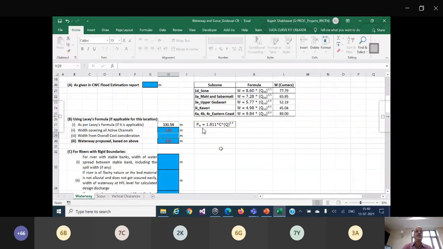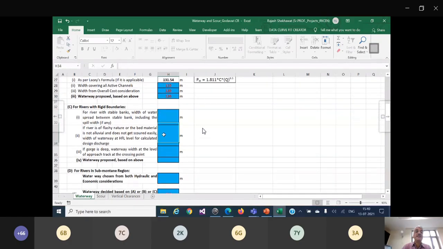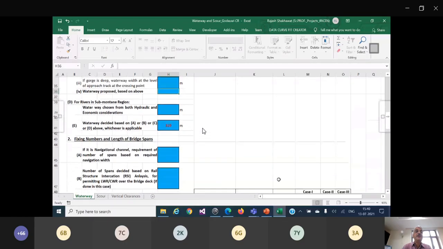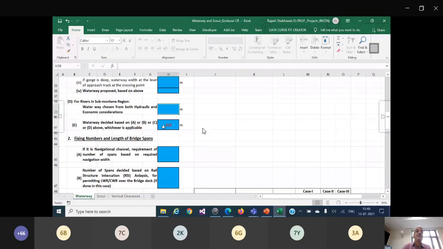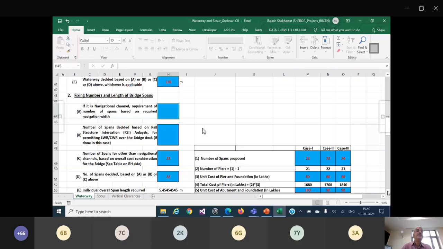Okay, and now just an example, let us say the width covering all active channels is coming 110 meter, and from overall consideration it is coming around 120. So to start with, we will adopt 120 meter as the width here based on these two considerations. Then for rivers with rigid boundary, those considerations are written here. If that is the case, then this C will be applicable. For a river in sub-mountain region, if that is the case, you can write here. Now, based on all these considerations A, B, and C, if it comes 120 meter, then we will put 120 meter here. Now, it comes to fixing the number and length of span.